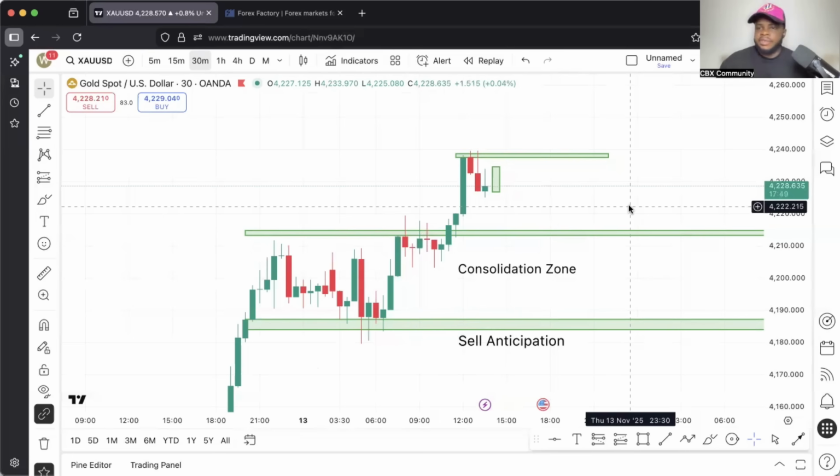I have different screens, so I just check the other chart just to know how the market is printing.